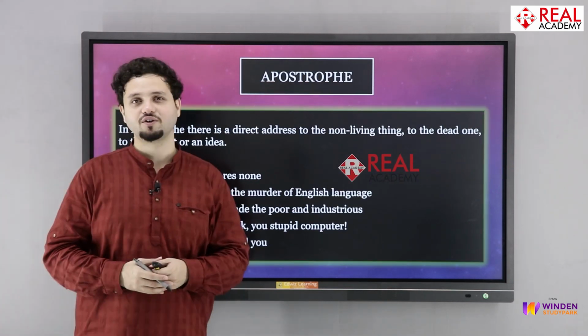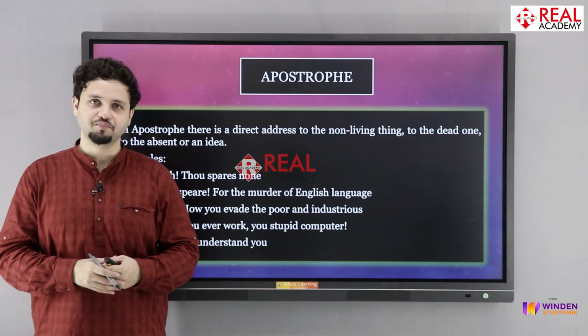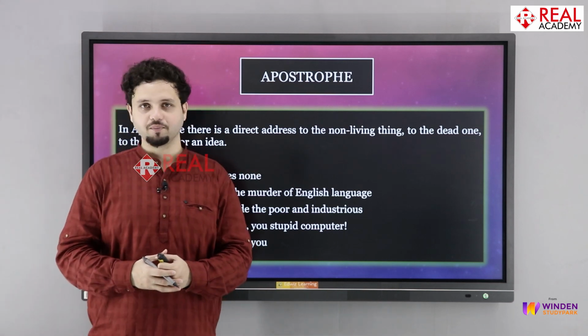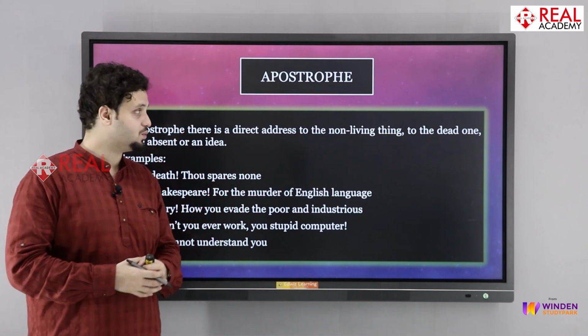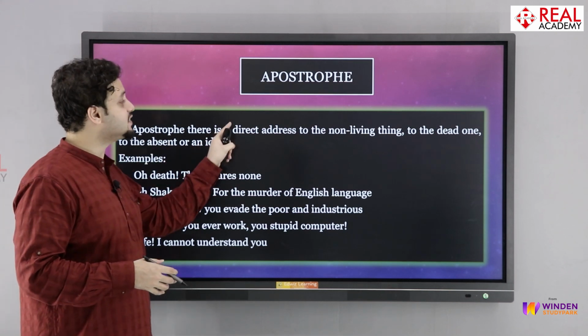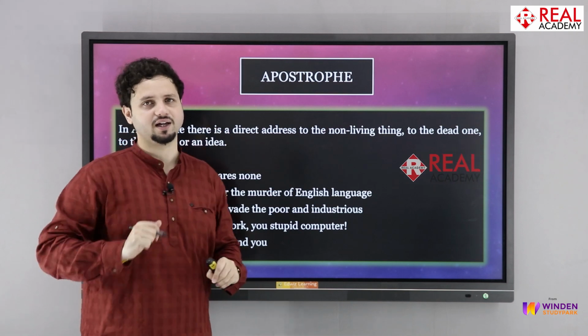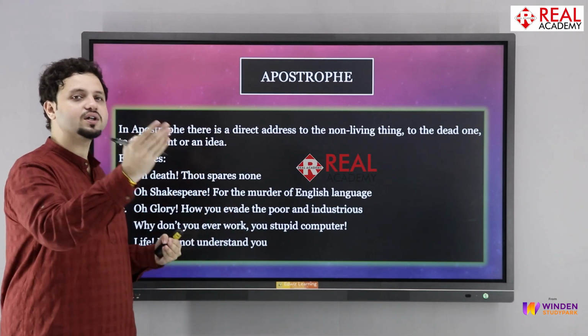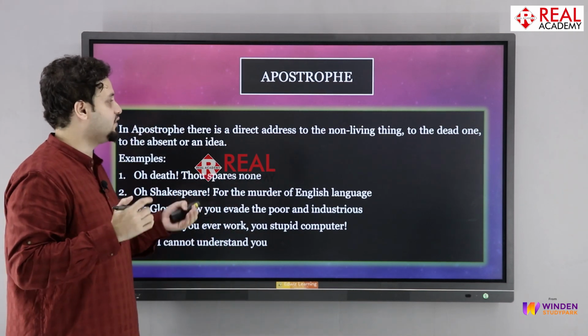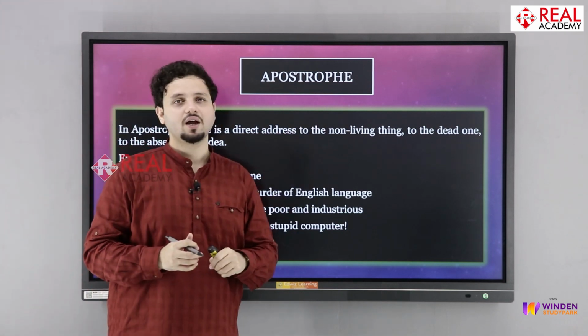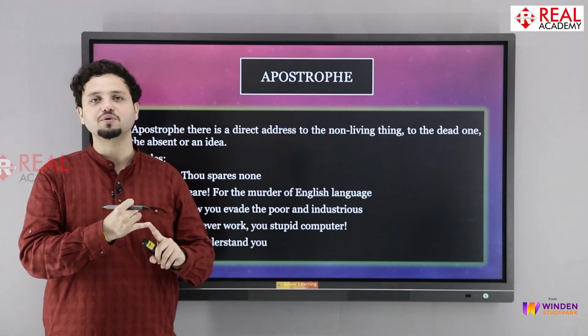Next, we have figure of speech called apostrophe. Now, what is an apostrophe? Apostrophe is a figure of speech which says that there is a direct address. Direct address मतलब हम किसी को कुछ कह रहे हैं, directly कह रहे हैं, उन्हें point out करके कह रहे हैं, so that is direct address to the non-living thing. पहली चीज आ गई, नॉन लिविंग थिंग को हम कुछ कह रहे हैं.